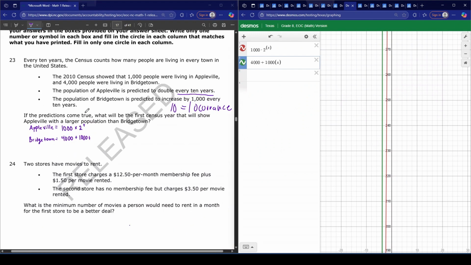Question 23. Every 10 years, the census counts how many people are living in every town in the United States. The 2010 census showed that 1,000 people were living in Appleville and 4,000 people were living in Bridgetown. The population of Appleville is predicted to double every 10 years. The population of Bridgetown is predicted to increase by 1,000 every 10 years. What would be the first census year that will show Appleville with a larger population than Bridgetown?